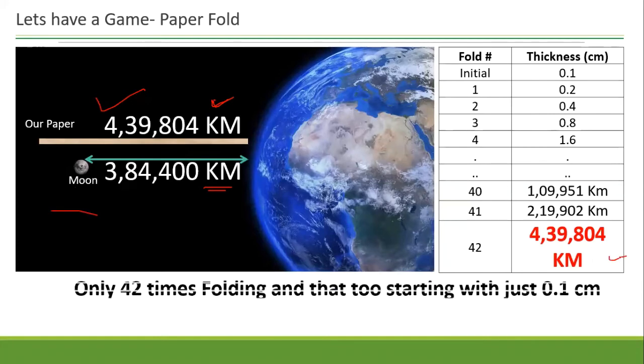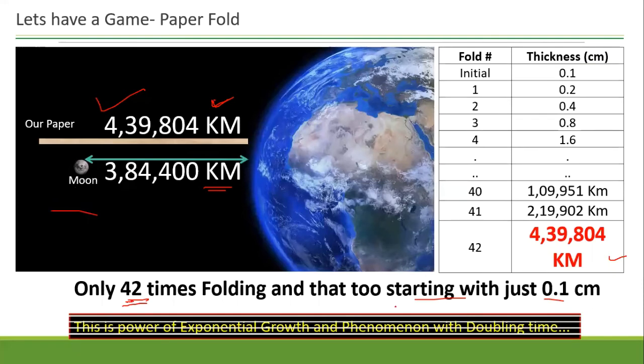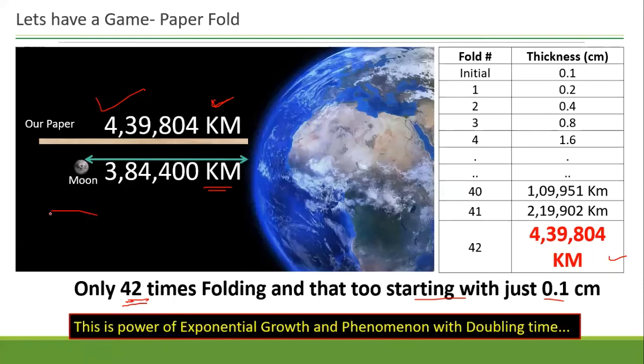And the point to understand is that we have folded it a finite number of times. 42 is a finite number, even less than 100, less than 50 also. And we have also started with 0.1 centimeter. Very, very little, right? But still we got this astounding, very, very big number.